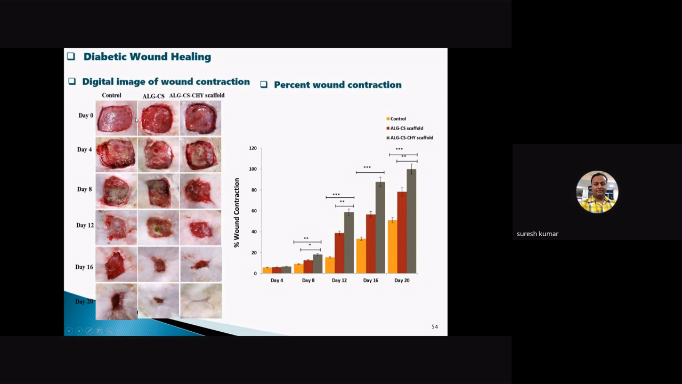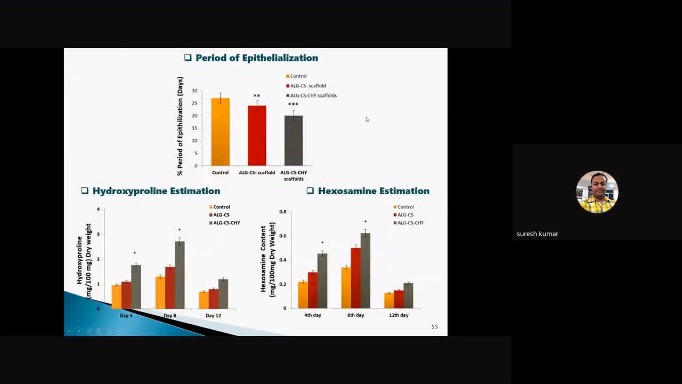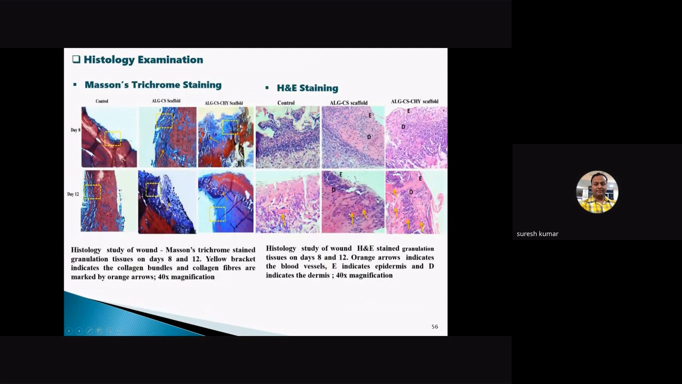Similarly, a diabetic model has been created where we followed up to day 16. We can see nearly 85 to 90% healed, whereas by day 20 it is healed completely, 100%, while in the case of the control group it takes only day 12. Similarly, the period of epithelialization, hydroxyproline estimation, and exosome estimation were carried out. Further, it has been substantiated by collagen staining using Masson's trichrome, where we can see an excessive amount of collagen formation in the plant polyphenol incorporated scaffold as compared with the control group.